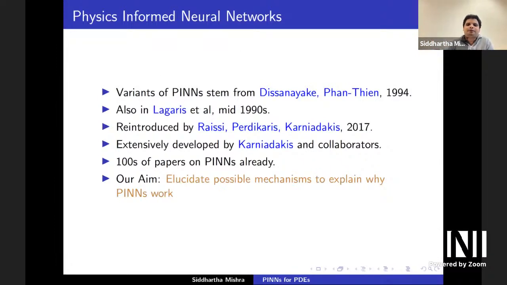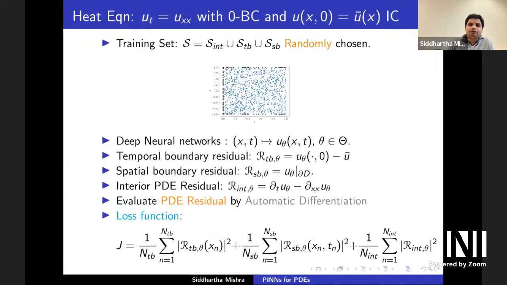Today, there are hundreds of papers on PINNs, and I'm sure that George is going to talk about some aspects of it, particularly in the computational sense. The rest of my talk, what I'm going to do is to elaborate on possible mechanisms to explain why they work, when they work, and when these PINNs may not work, right? So let me get started with this context.